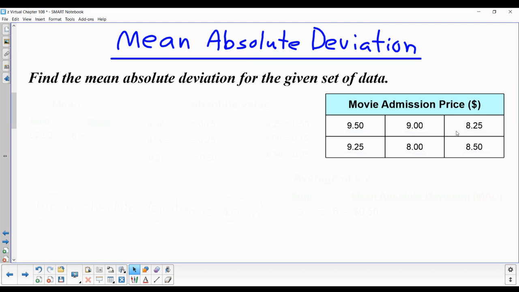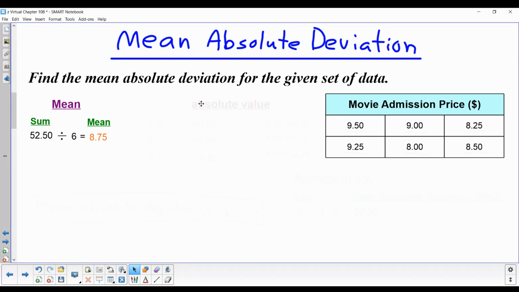The first thing you do to find your mean absolute deviation is to find the mean. You'd find the mean by finding the sum of all the numbers. So you would take these 6 numbers and add them together and get $52.50. You would divide by how many numbers there are. There are 6. And in this case, we have a mean of $8.75.